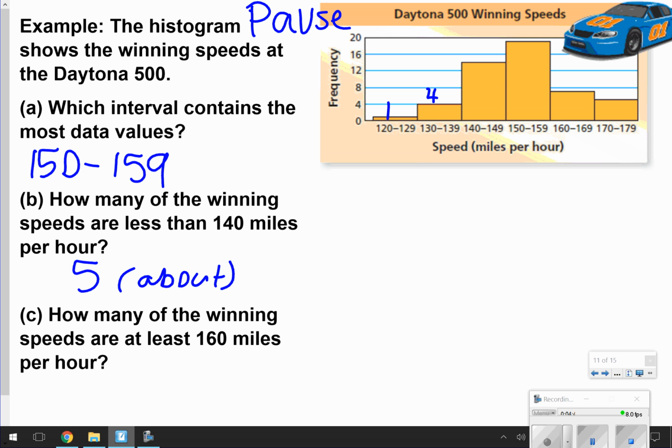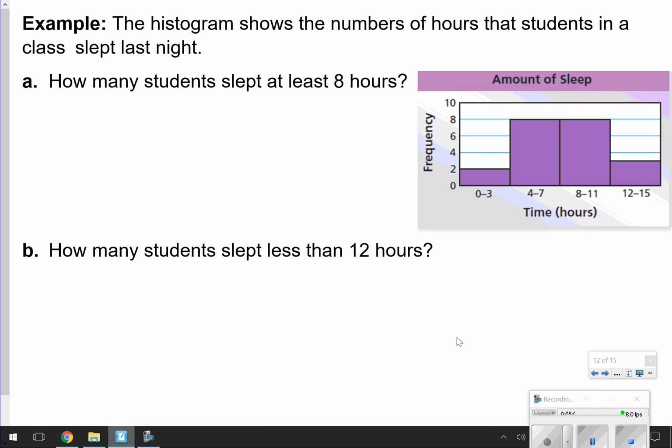The last one says how many of the winning speeds are at least 160 miles per hour, so that'd be 160 or more. This one looks like it's about 7, and this one I would maybe say about 5, so that'd be around 12. Pretty simple, right? Again, take the time to pause the video, try these real quick, and then come back to us.